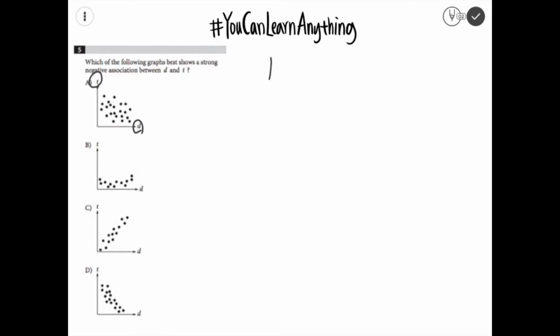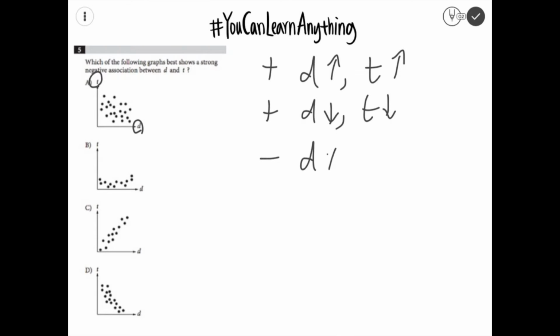Whenever you have a positive correlation or association, then when D, for instance, goes up, that also means that T will go up. In the same way, if D were to go down, then T would go down. Now, a negative association or correlation is the opposite. It means when one thing changes, the other one goes in the opposite direction. An example of a negative association would be if D were to go up, then T were to go down, and vice versa.